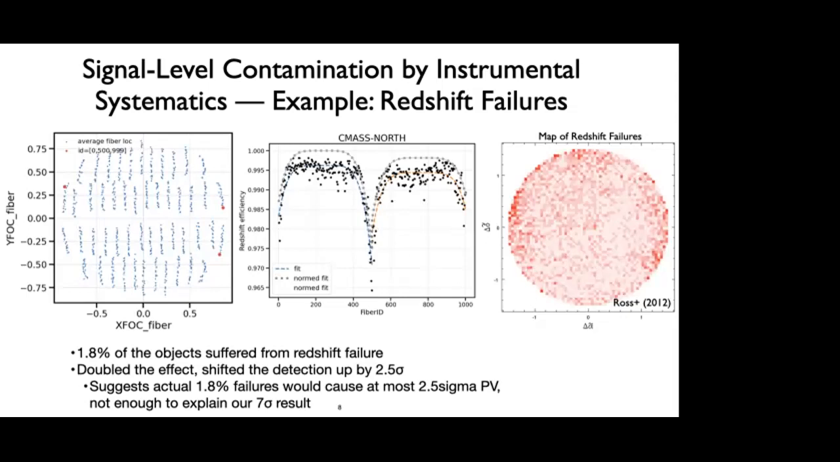In total, about 1.8% of the objects suffered from the redshift failure. Since we already lost these redshifts during the observation, and there is no way to retrieve them, for our analysis we can make it worse to see this impact. Therefore, we doubled the effect by throwing away another 2% of objects. The takeaway is that we found this procedure shifted the detection significance upwards by 2.5 sigma. And the good news is that the effect is not enough to explain the detection significance.